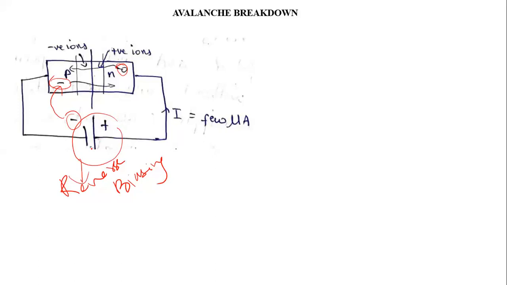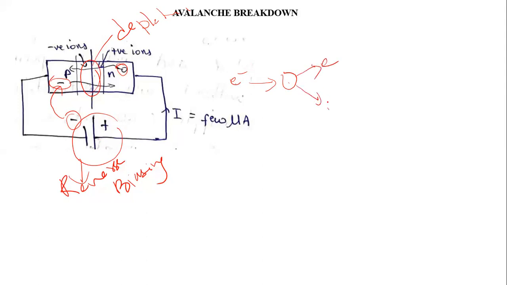When the kinetic energy of this electron is sufficiently large, as it passes through this depletion region, it will collide with atoms in the depletion region. By inelastic collision, it transfers a sufficiently large amount of energy, and that energy will result in breaking of the covalent bonding and then subsequent release of electrons.